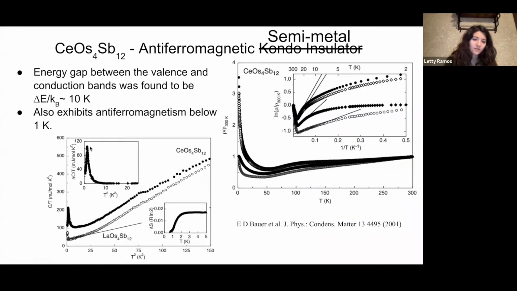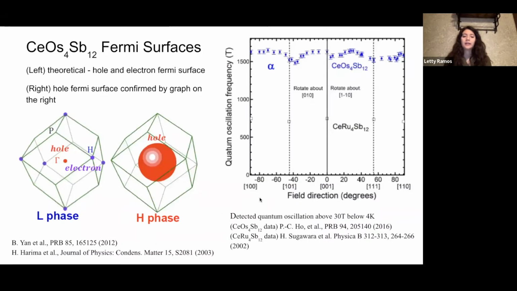The heat capacity graph shows a spike around 1 Kelvin. This means that there's a phase transition below 1 Kelvin, but the neutron scattering experiment showed this phase transition to be related to antiferromagnetism due to spin density wave formation. And Bauer also found the energy gap between the valence and conduction bands to be about 10 Kelvin for this compound. It is also a candidate to be a topological insulator, meaning that the hole Fermi surface and electron Fermi surfaces may coexist at low temperatures.